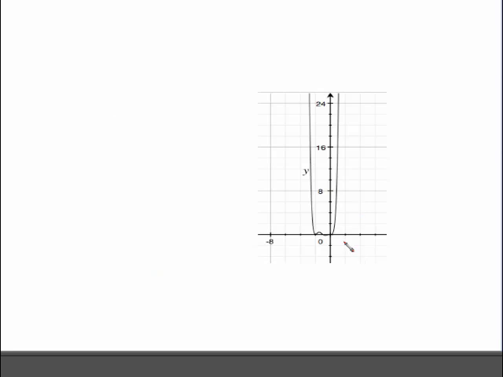Take a look at the real graph right there. Looks about like what I had. You can barely see right here where that did dip below the axis.